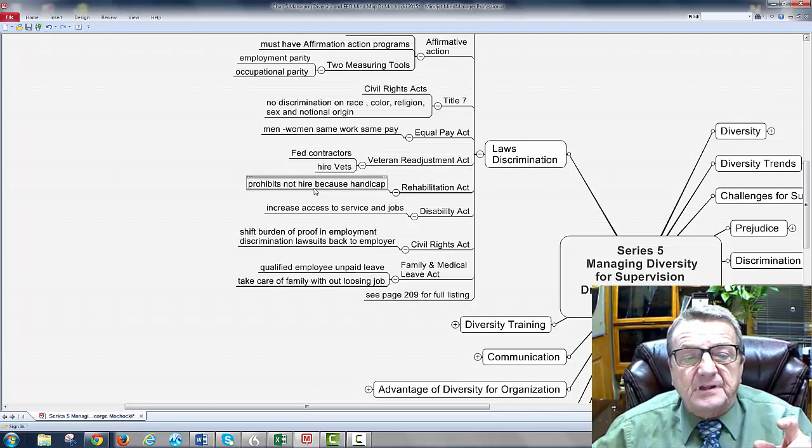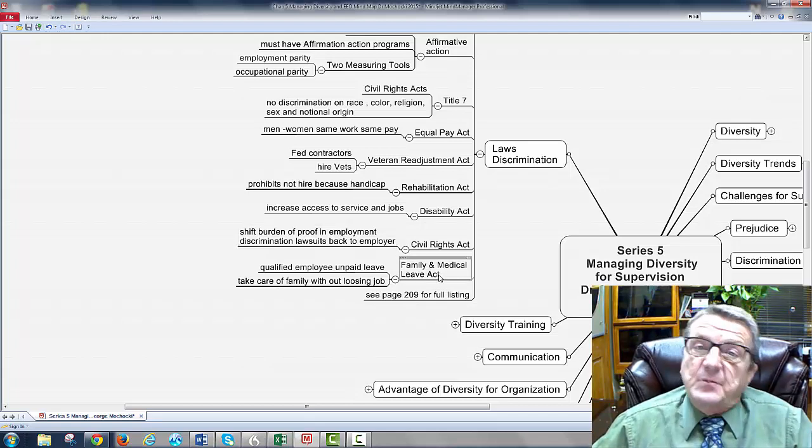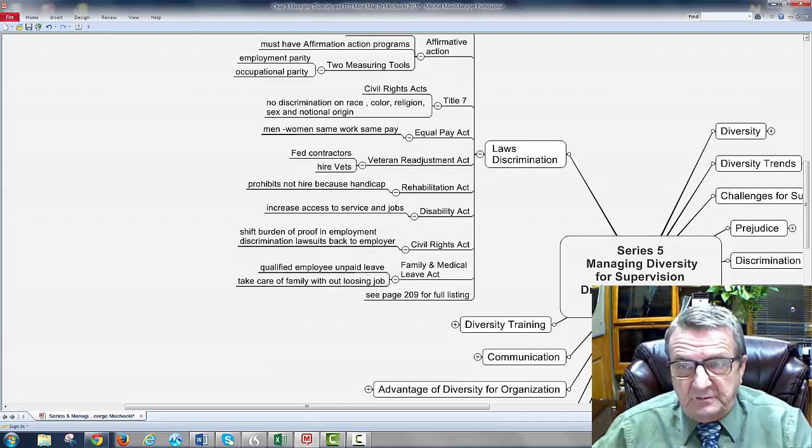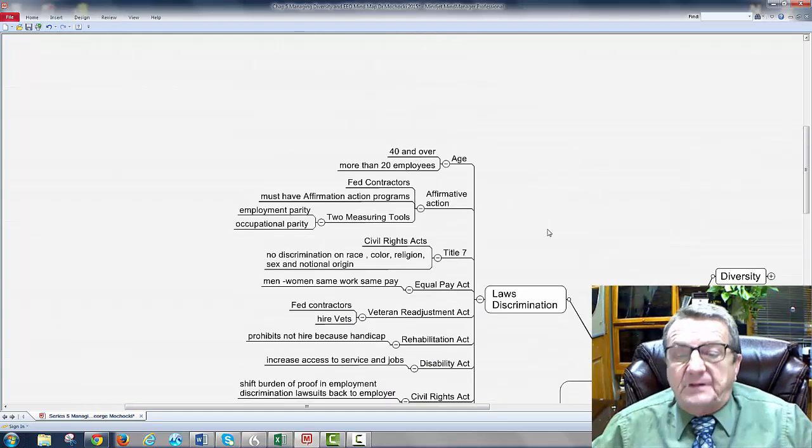Rehabilitation Act prohibits not to hire some people with handicap. Americans with Disabilities Act, Civil Rights Act. Again, shift burden to employment discrimination suits back to the employer, not the employee. Family Medical Act, qualified people, when you're talking about the single mother. And this one is a different page. Okay. All right. So that takes care of it.